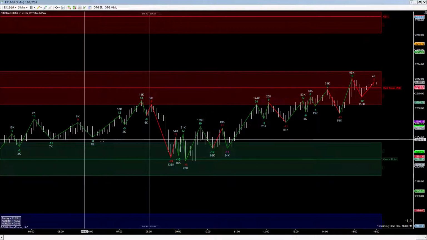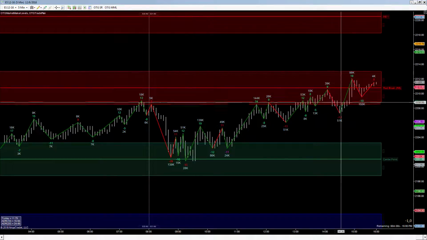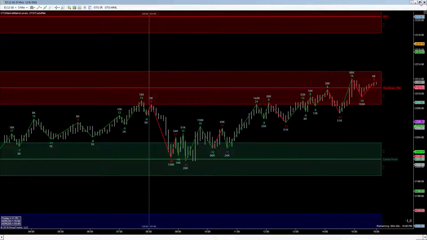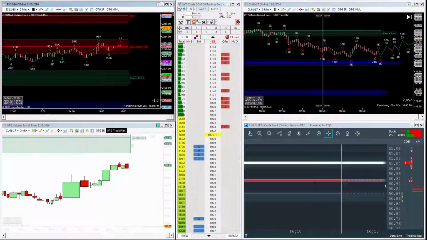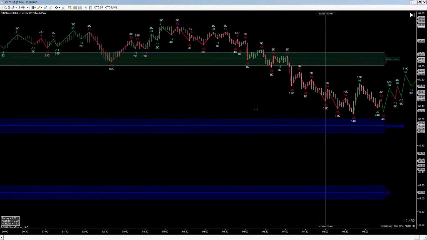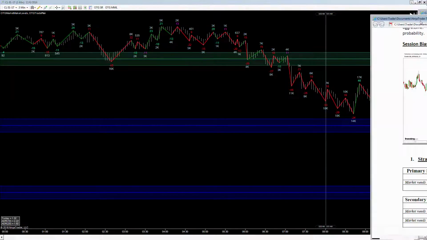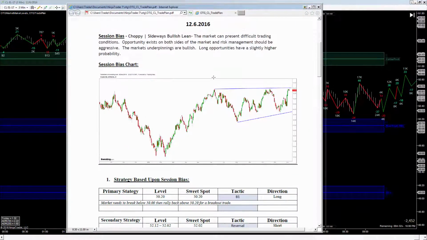If you're trading early in that session, it was choppy, sideways, a little bit of difficult conditions today. But again, your trade plan did lay out the framework for the trading day here. So let's talk a little bit now about the CL today. So one of the things that we were talking about here, let's take this same opportunity. Again, same idea, choppy to sideways.